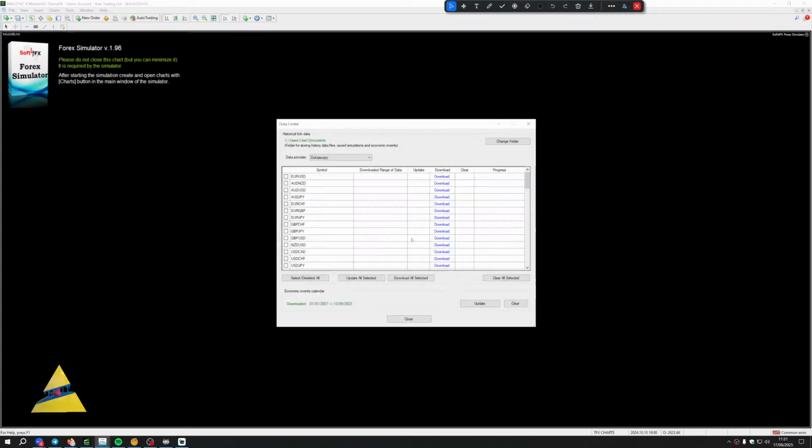I've already updated, but usually you have to come onto your simulator and then click on update, so you get the most recent price action over here. So you see we got the simulation up until the 15th. And yeah, I think it's pretty good.